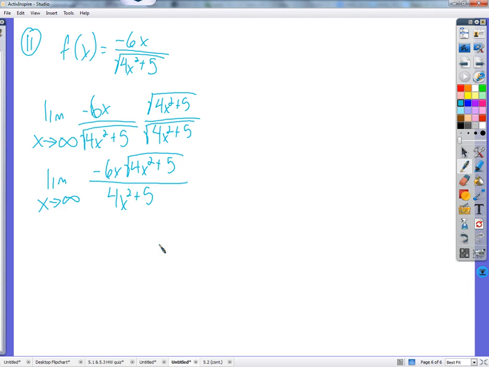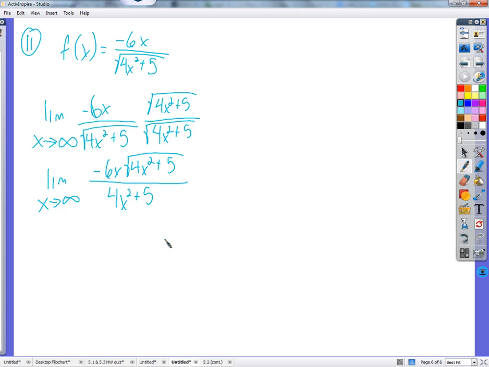Is the leading coefficient even the degree at this point? Negative 6? I'm skeptical. It would be if it was just negative 6 over 4x squared plus 5, but it's negative 6x times this stuff, right? So that's going to affect how big that thing is. What's the interaction between things in the square root and out of the square root? That's what we want to know.